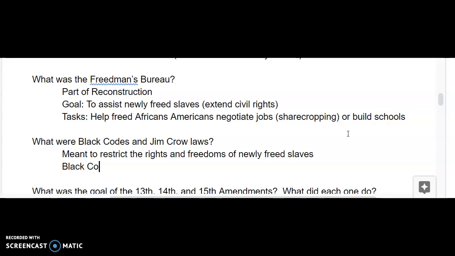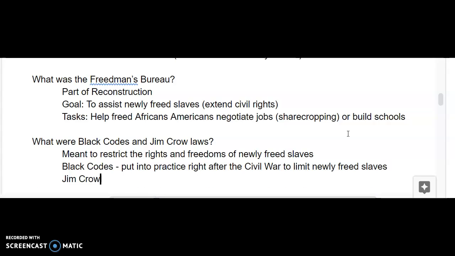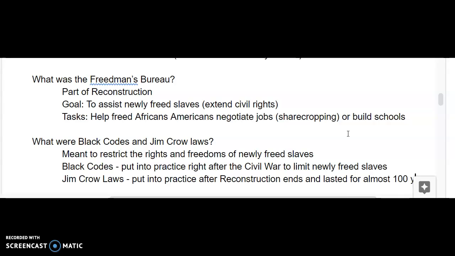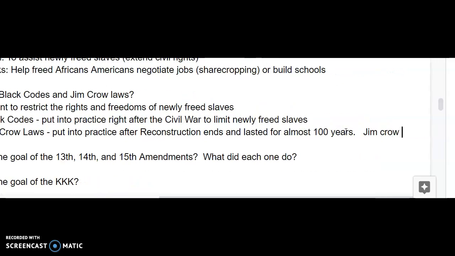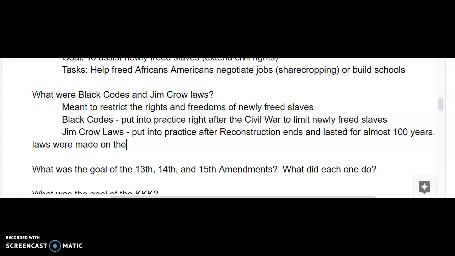So black codes, they were put into practice right after the Civil War to limit newly freed slaves. Now, Jim Crow laws are much bigger and much more extensive. So Jim Crow laws were put into practice after Reconstruction ends and lasted for almost 100 years. Jim Crow laws were made on the state level.